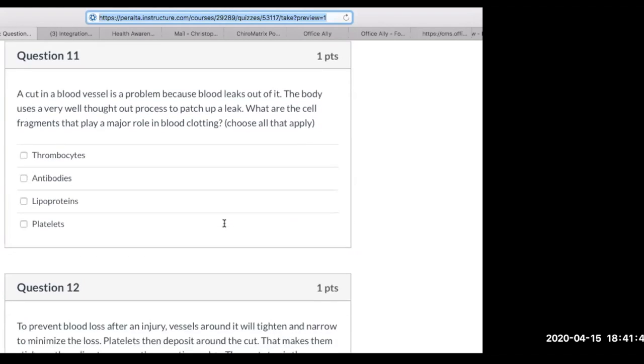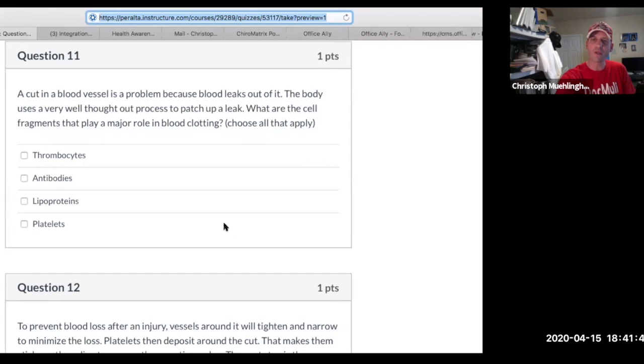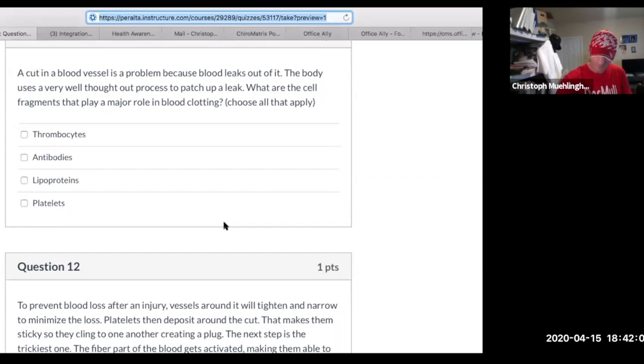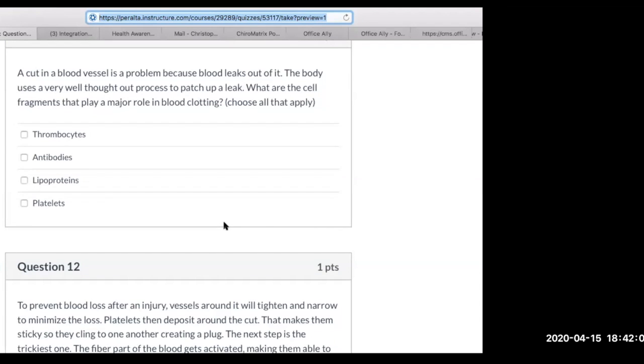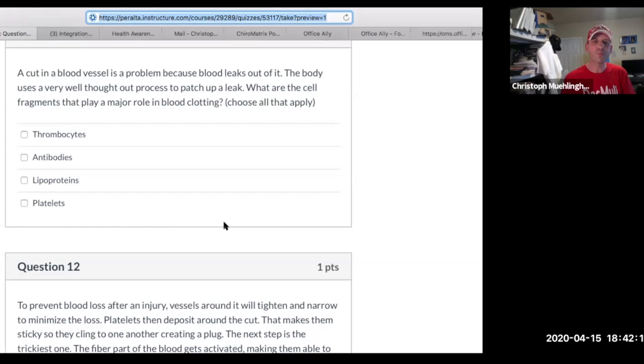Okay, thank you. So a cut in a blood vessel is a problem because blood leaks out of it. The body uses a very well thought out process to patch up that leak. What are the cell fragments that play a major role in blood clotting called? Choose all that apply. Name first. Mary Kerman. Hello. Hi. Lipoproteins and platelets, I think. Platelets is good. What's the other one? It's not lipoprotein, but do you have another idea it could be?